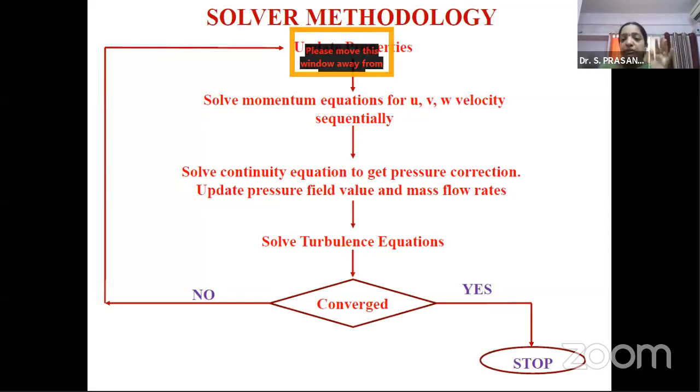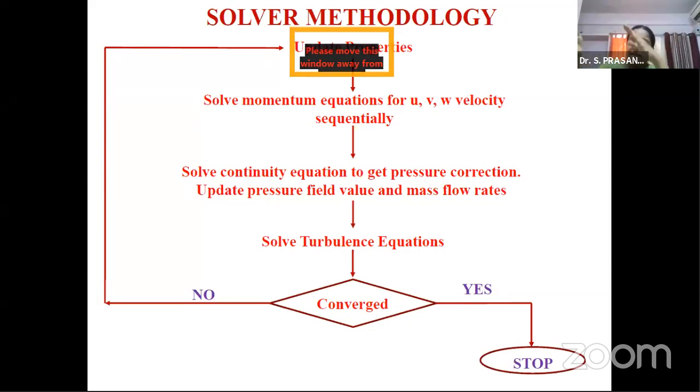The pressure correction method is where, as I told you, the continuity equation cannot easily be satisfied. What we do is start with an initial assumption of a pressure value. We put that pressure value into the momentum equation, solve the momentum equation, and get the velocity values like u, v, and w. Substitute these velocity values back into the continuity equation and see whether it is satisfied.